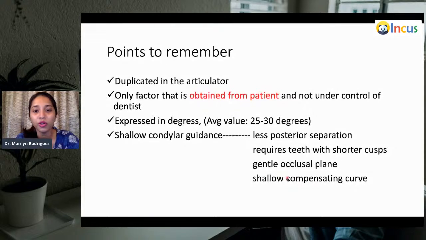Now I hope you understand what I'm trying to say. That formula is the basics of how you will treat your cases in the future with a shallow condylar guidance, a normal condylar guidance, or a steep condylar guidance. If there was a steep condylar guidance, it would be the exact opposite of what has been written here.